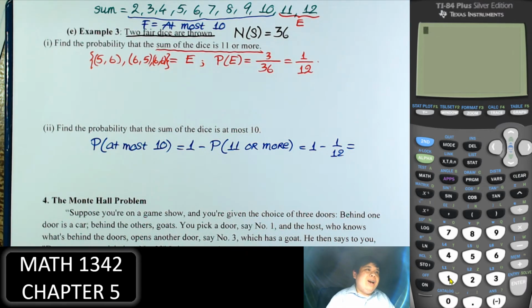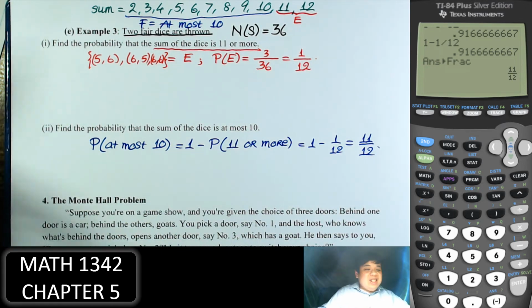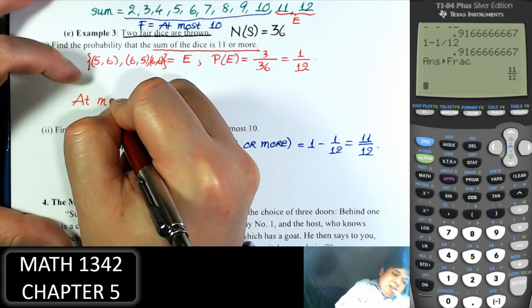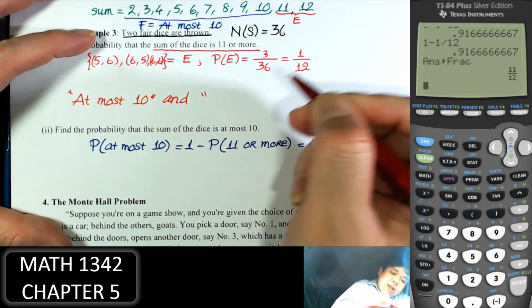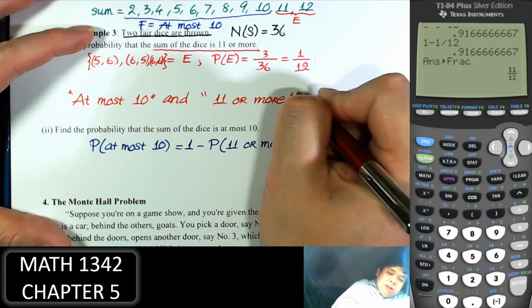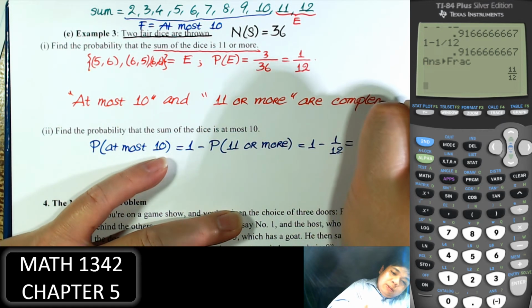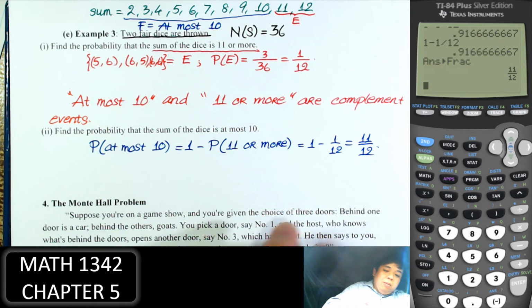One minus 1 over 12. Right. Convert to fraction. It is 11 over 12. Right. Before we do that, it's nice to write that at most 10 and 11 or more are complement events. Because of that, we can use this formula.